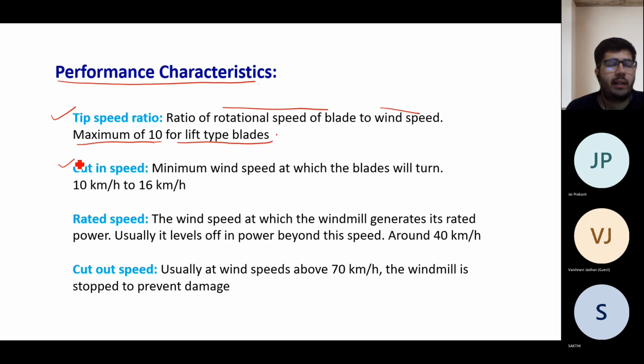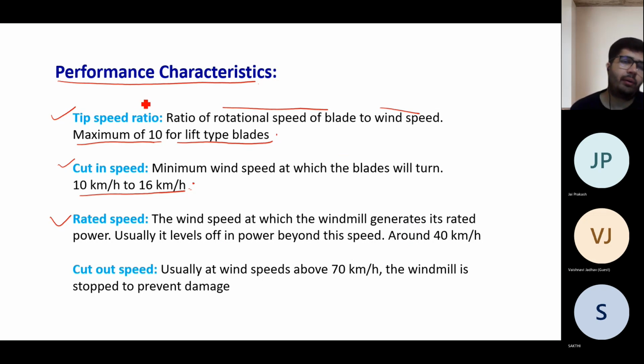The second one is cut-in speed, the minimum wind speed at which the blades will turn. It can be in the range of 10 km per hour to 16 km per hour. The third one is rated speed, the wind speed at which the windmill generates its rated power. Usually the power levels off beyond this speed, at around 40 kilometers per hour. This is the maximum power.